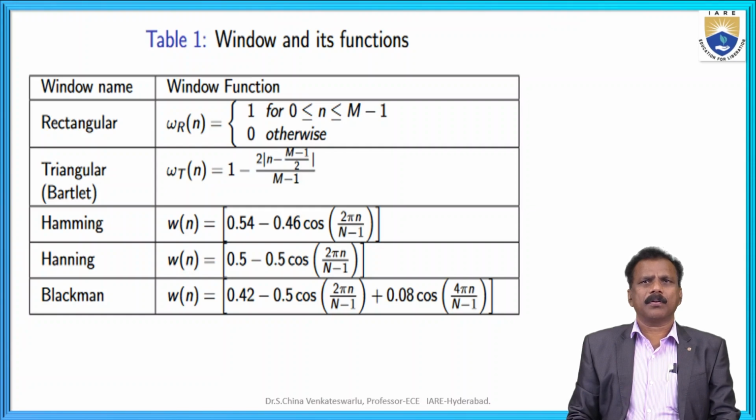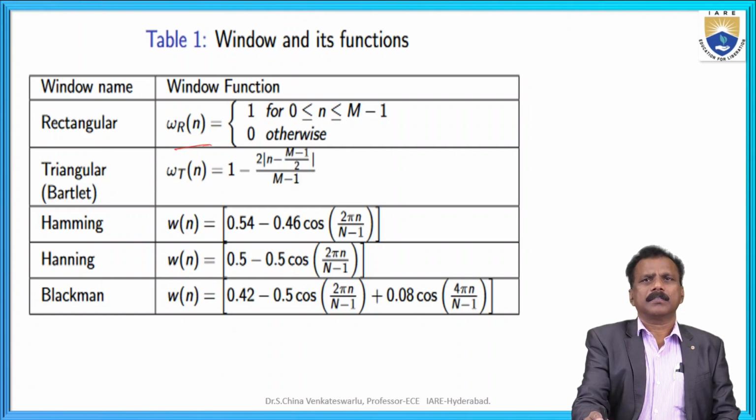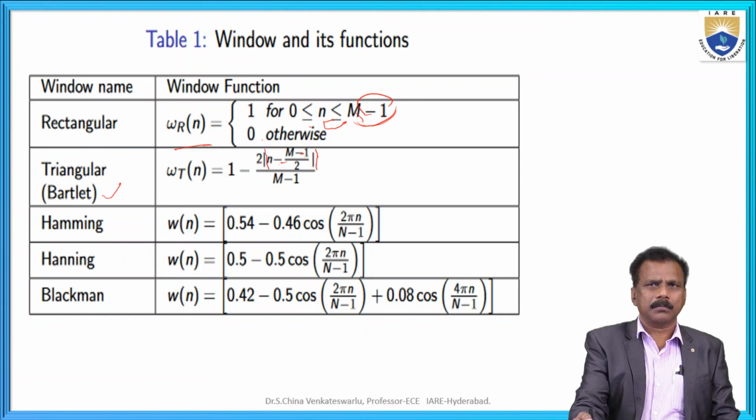If it is a rectangular window, the window function w(n) is equal to 1 for 0 less than or equal to n less than or equal to M minus 1, and 0 otherwise. Coming to the Bartlett or triangular window, w(n) is equal to 1 minus the modulus of 2 into n minus (M minus 1)/2, divided by M minus 1.